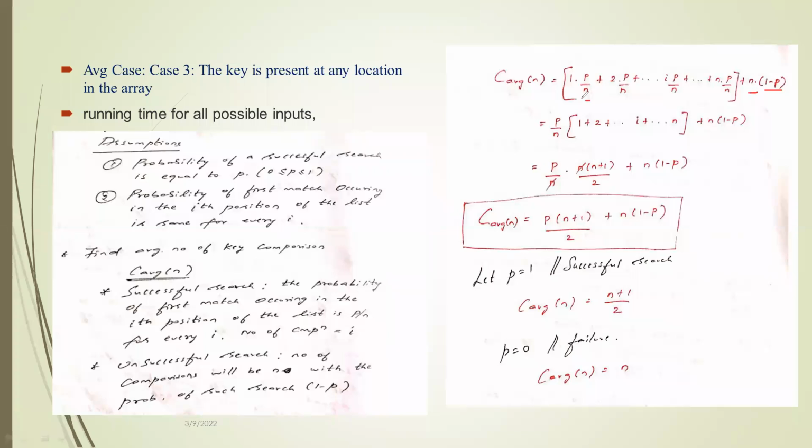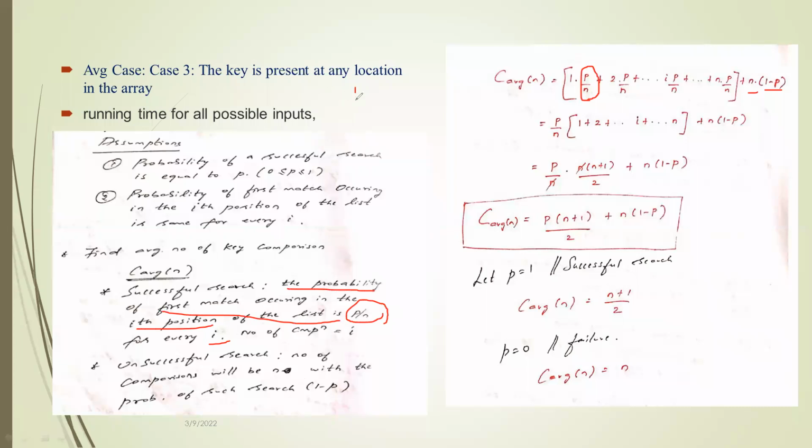So I'm going to consider the probability of success is p, that is, the probability that the search key is available in the first position, or the probability that the search key is available in the second position. For any position, the probability is p by n. We are assuming that the probability of first match occurring in the ith position, for every i, is p by n only.